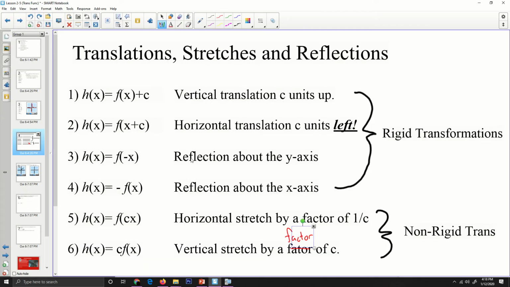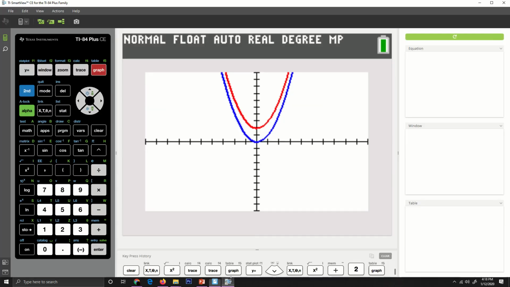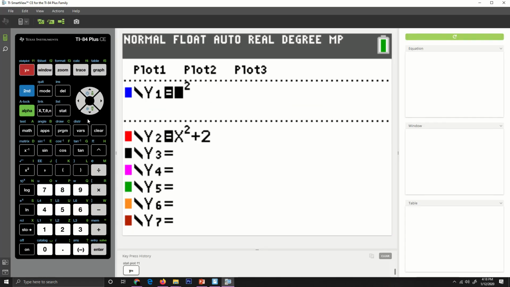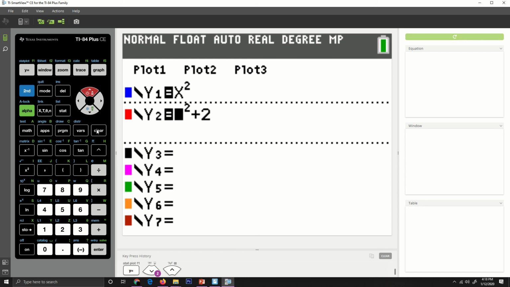Now, if I wanted to do the second one and do a transformation c units to the left, the way that would look is, let's clear this out, I did parentheses x plus 2 quantity squared. Now, if I were to pick a number, let's say I pick 4 for x, I go 4 plus 2, so I'm adding first. That's the first thing that's happening, and then after I get the 6, it's going to square it, okay?